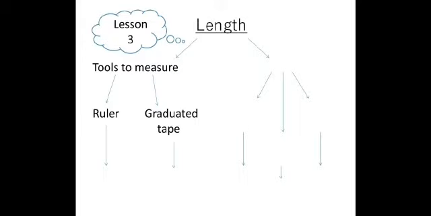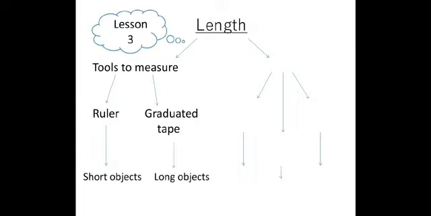What were the tools to measure the length? Number 1, the ruler, measuring ruler, and number 2, graduated tape. We said ruler is used for short objects measurement. Graduated tape for long objects measurement. We said ruler, we are using it to measure short objects, like for example the book, the pencil, the finger. This is all measured by the ruler, and it is all short objects.